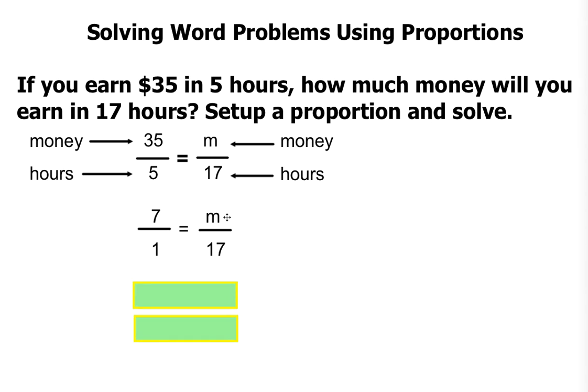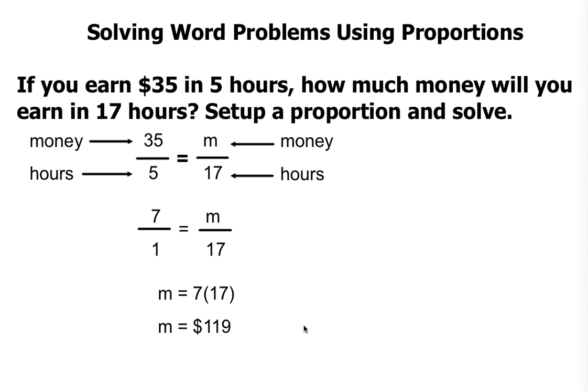However, I noticed that this first ratio was reducible, 7 to 1. Now use cross products. Very simple. The value that you'll earn by working 17 hours is the product of 7 and 17. Therefore, you will make $119.